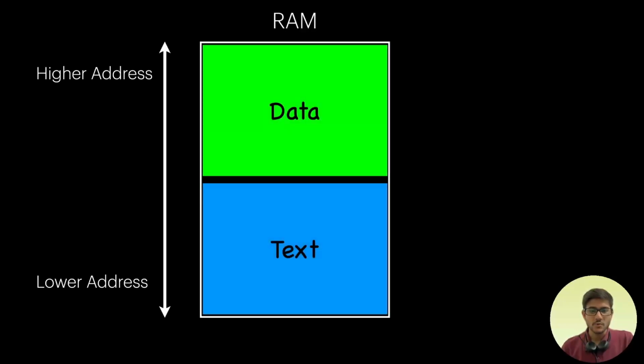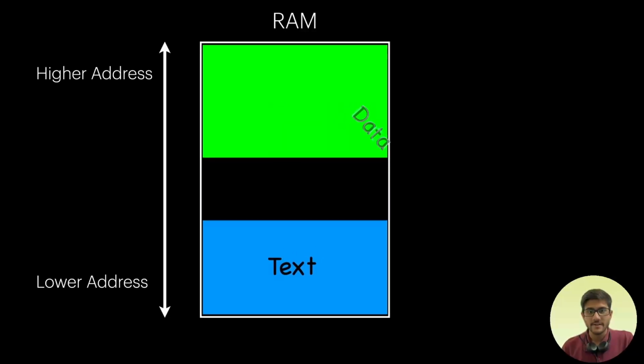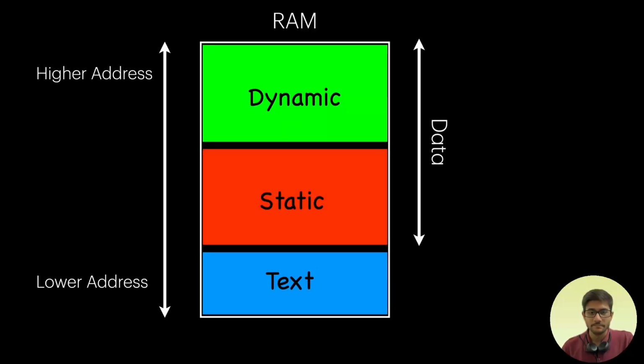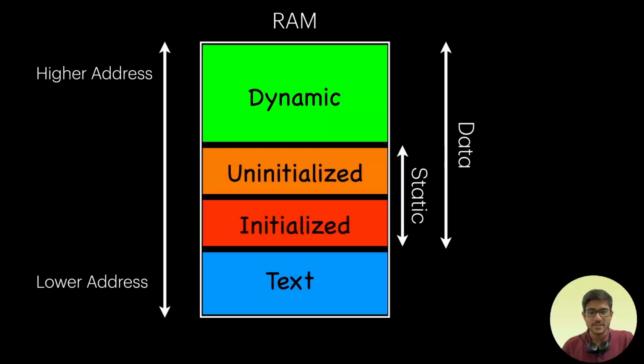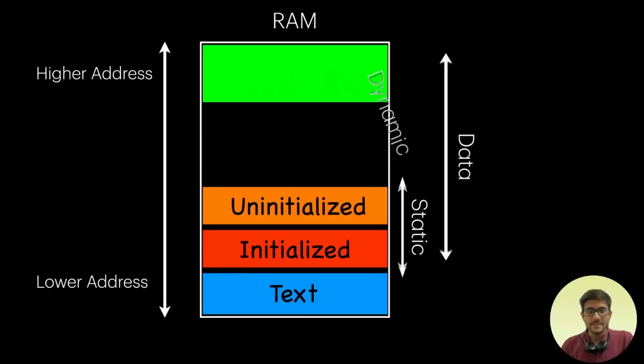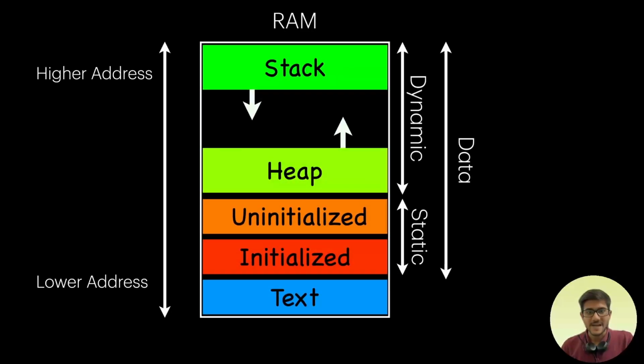Typically, there are two sections in the memory layout of any C++ program: the data section and the text section. The data section is further divided into dynamic and static data. The static data is then further divided into the uninitialized data section and the initialized data section. The dynamic section is further divided into stack and heap. This is the exact memory layout of any C++ or C program. This is exactly how it looks.